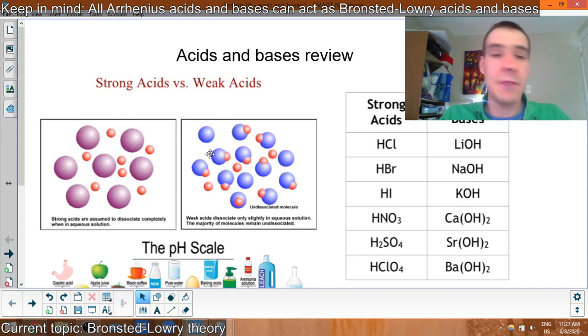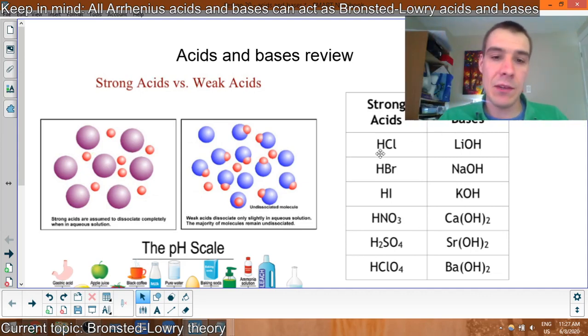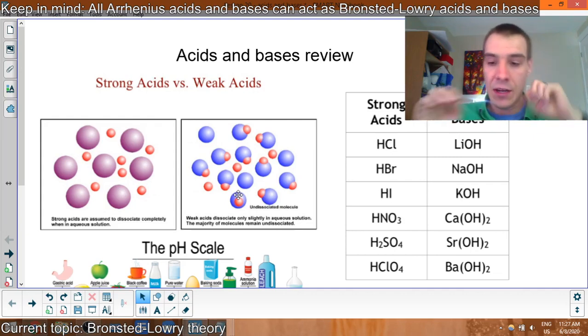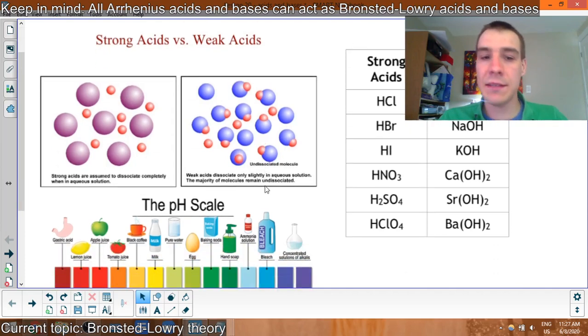Quick review from grade 11. Strong acids versus weak acids is the first thing I want to talk about. So in grade 11, we say that strong acids are fully dissociated in water. So for example, HCl, when you put it in water, it is fully H+ and Cl-, is what we say. Meanwhile, a weak acid, like say vinegar, which is acetic acid, is only partly dissociated: some of the H+ comes off and the rest of it doesn't.